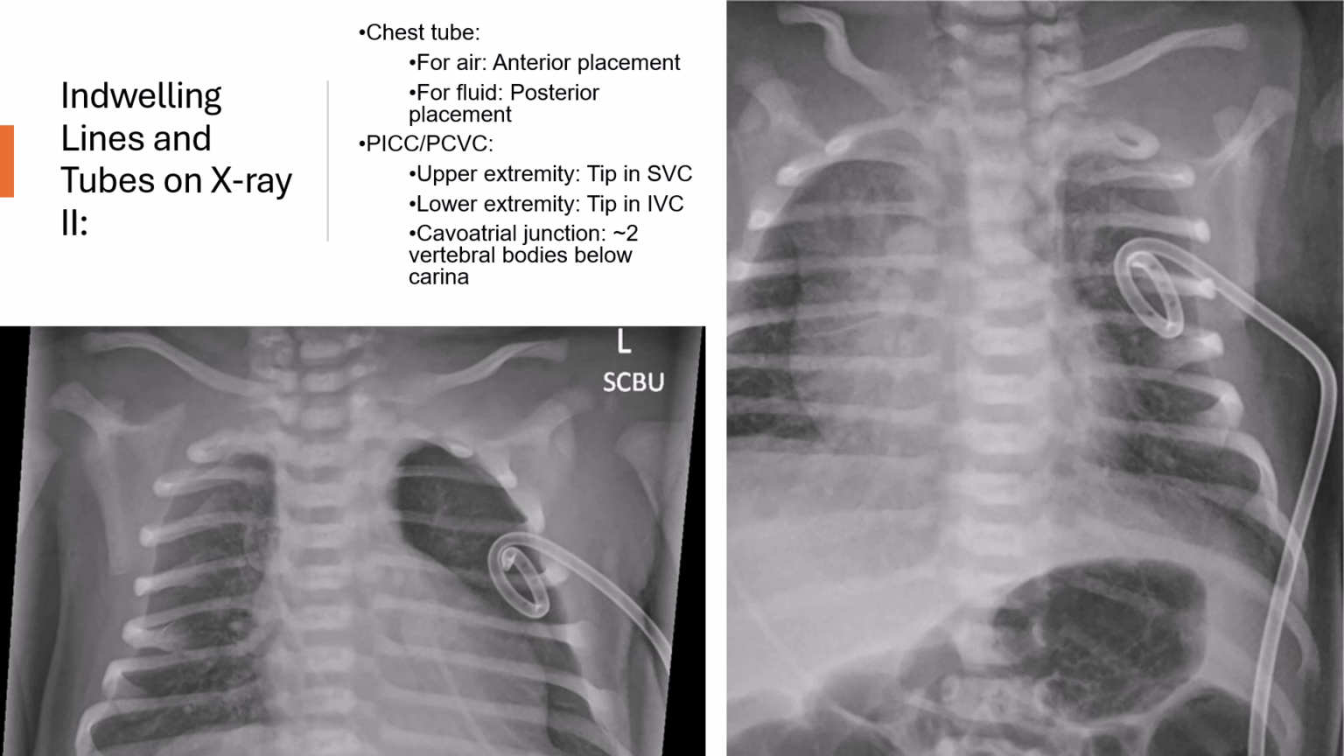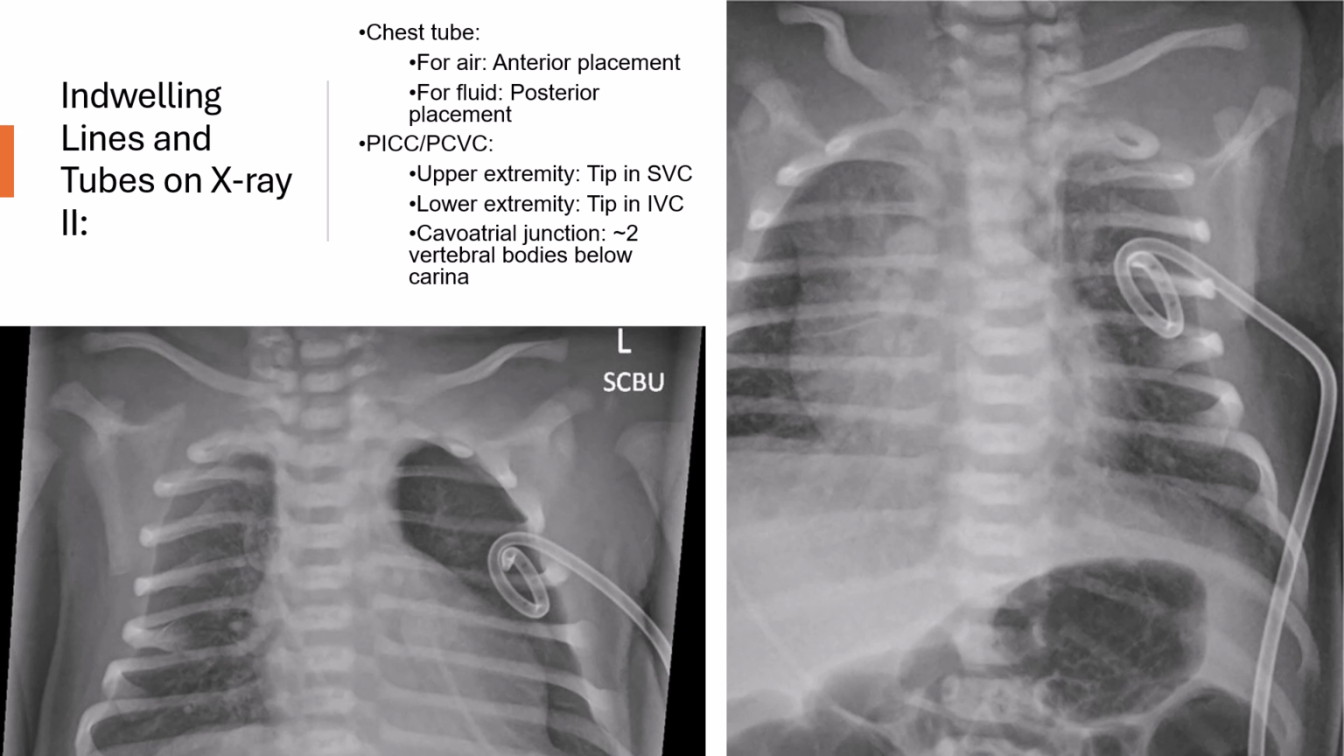Continuing with lines and tubes, chest tube placement varies depending on what you're draining. For air evacuation, anterior placement is preferred since air rises anteriorly in the supine infant. For fluid drainage, posterior placement is more effective.